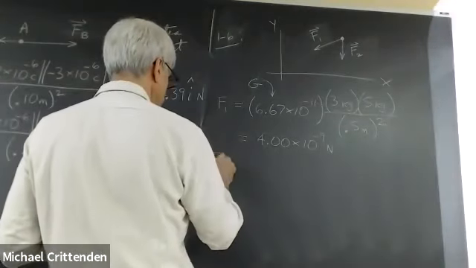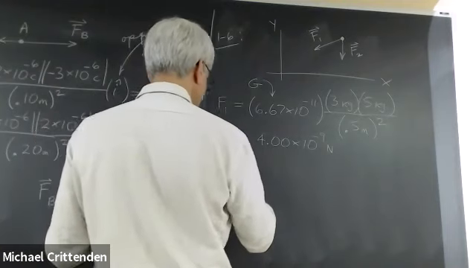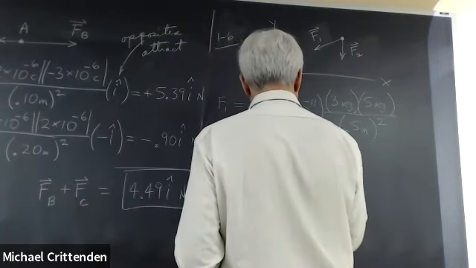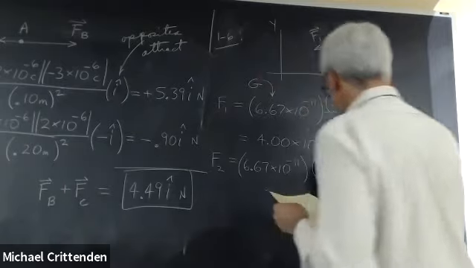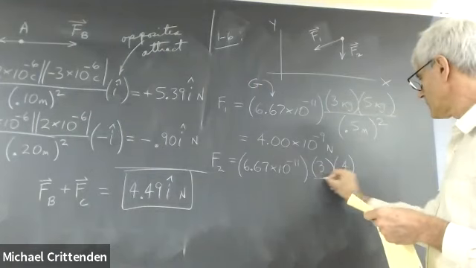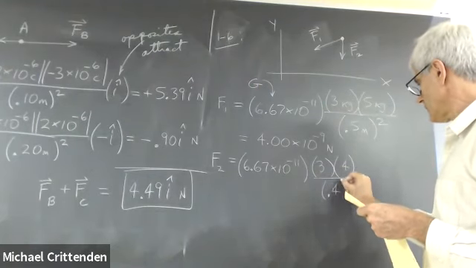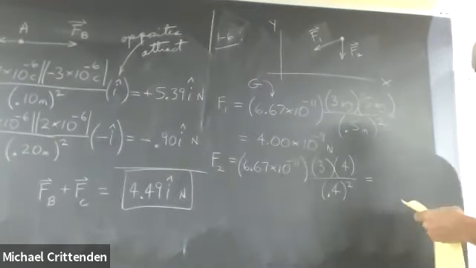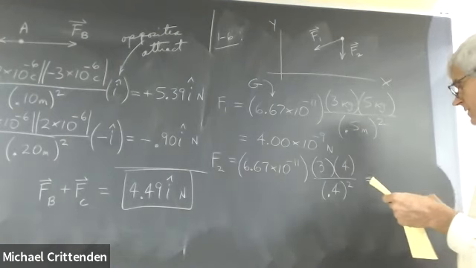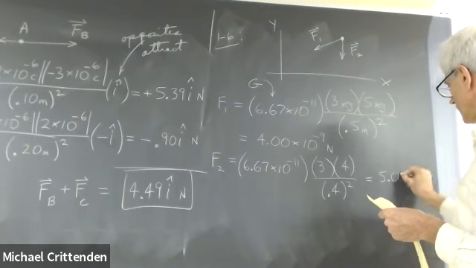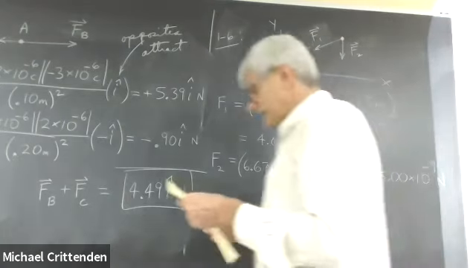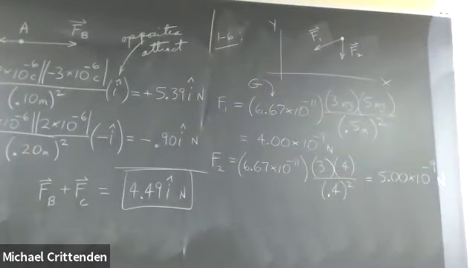Same sort of thing for F2. One mass is 3 kilograms, the other mass is 4 kilograms. The separation between them, 20 plus 20, 40 centimeters, 0.4 of a meter. Five times 10 to the negative 9th of a Newton.